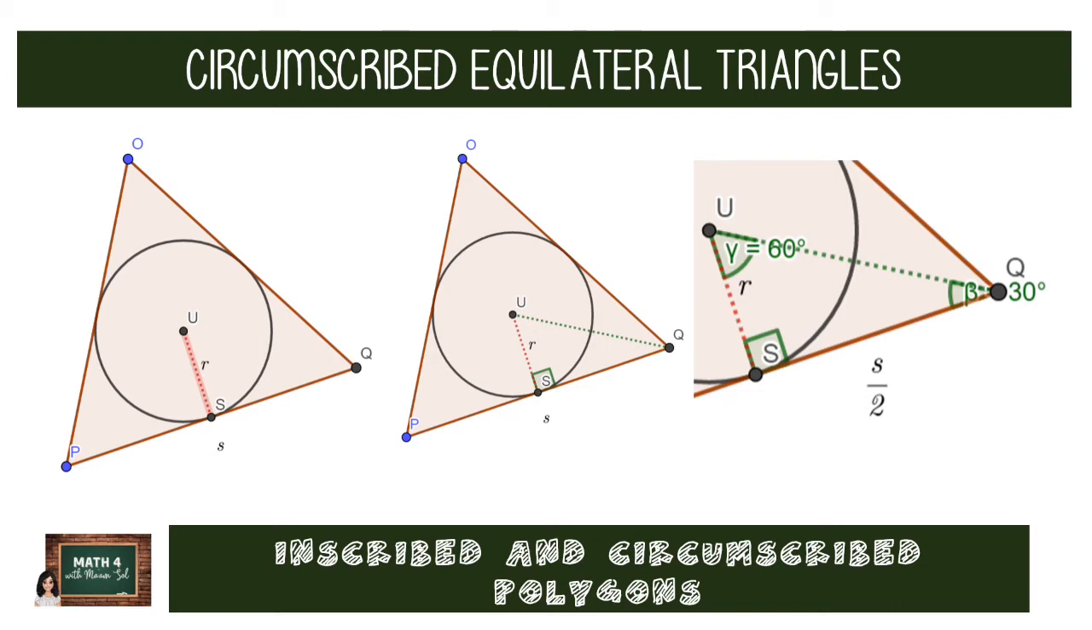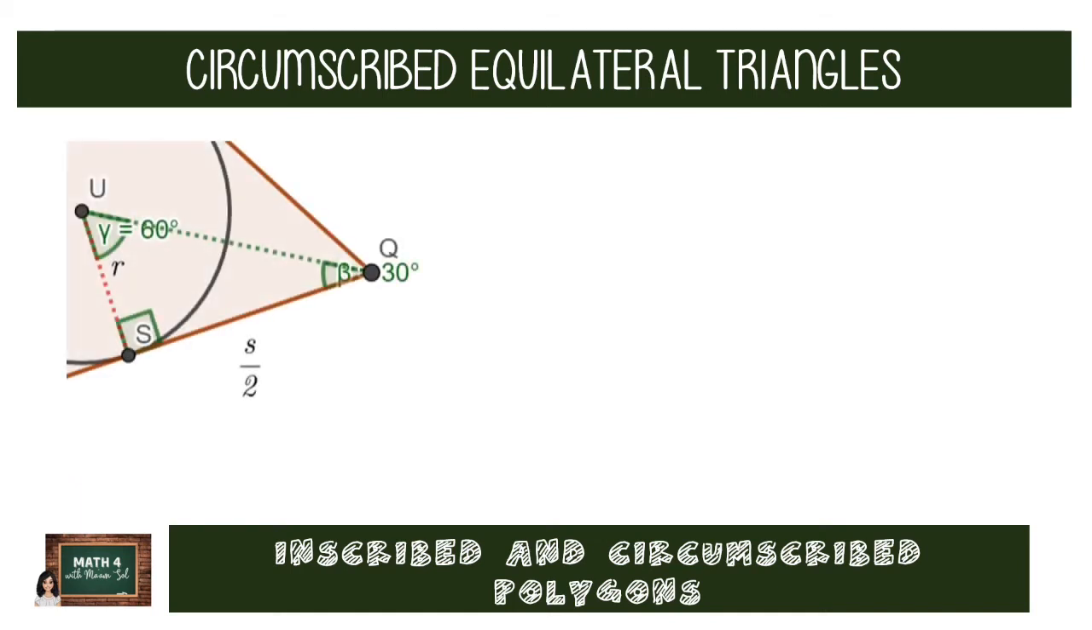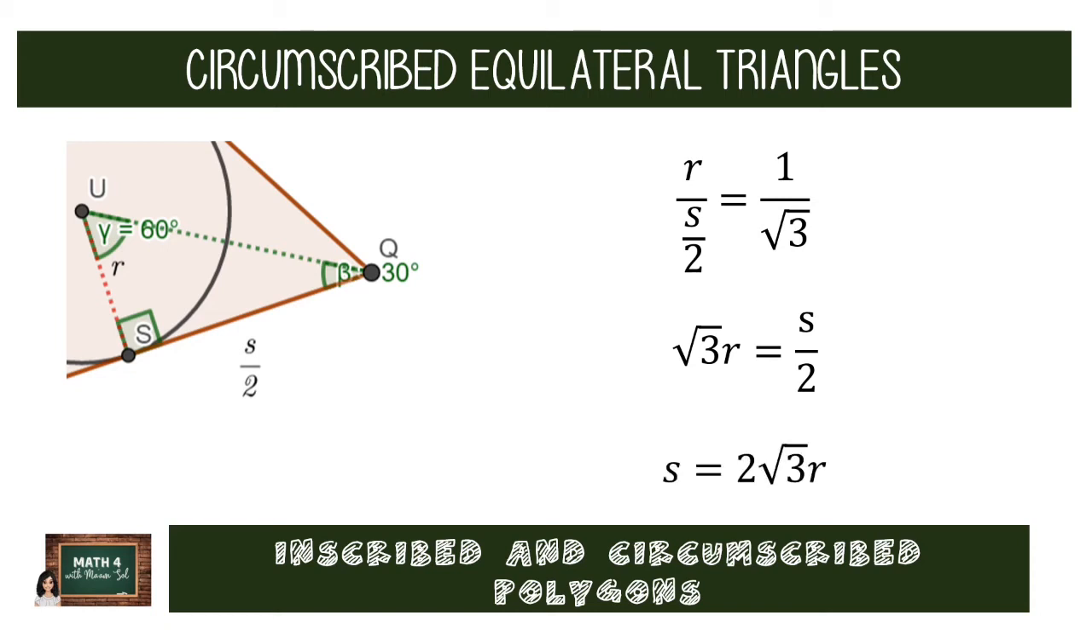Since the triangle is equilateral, then we have a 30, 60, 90 triangle. In such a triangle, we know that the ratio between the leg opposite the 30-degree angle and the leg opposite the 60-degree angle is 1 to square root of 3. From that property, we can derive the equation r over s over 2 is equal to 1 over the square root of 3. When simplified, this becomes square root of 3 r equals s over 2. Simplified further, this becomes s is equal to 2 square root of 3 r. In other words, the side of the equilateral triangle is equal to 2 square root of 3 times the radius.